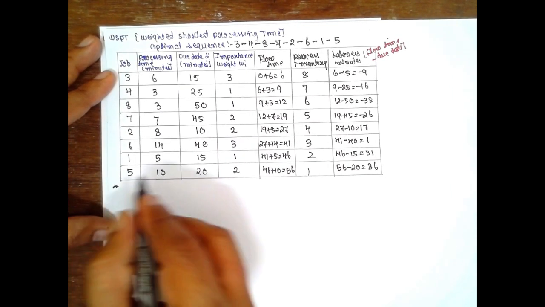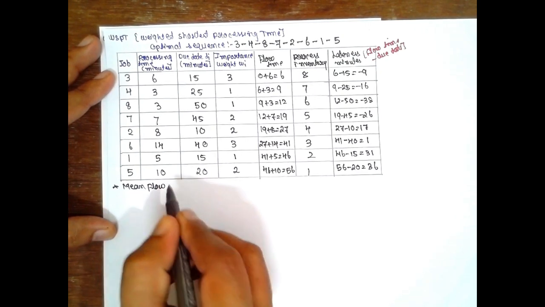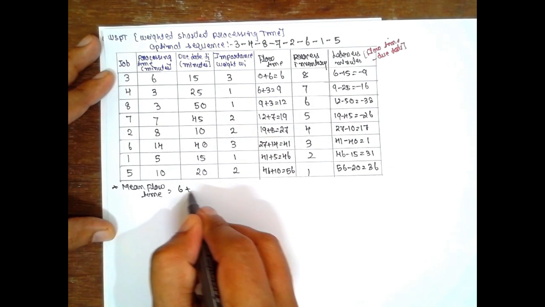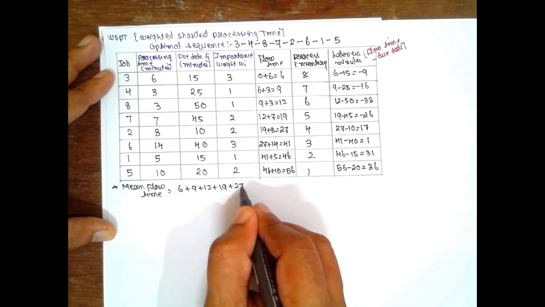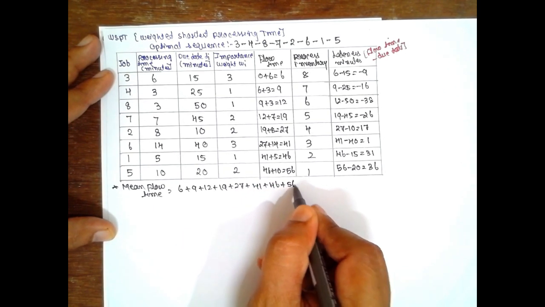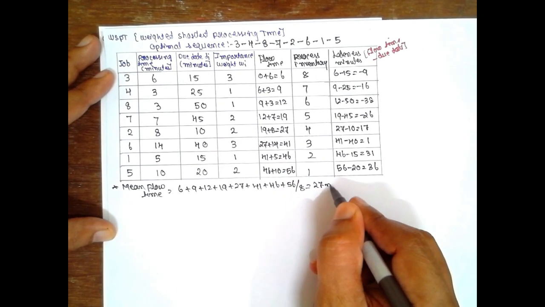Now, mean flow time. 6 plus 9 plus 12 plus 19 plus 27 plus 41 plus 46 plus 56 divided by 8. 27 minutes.